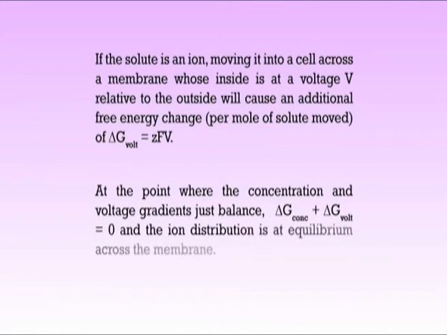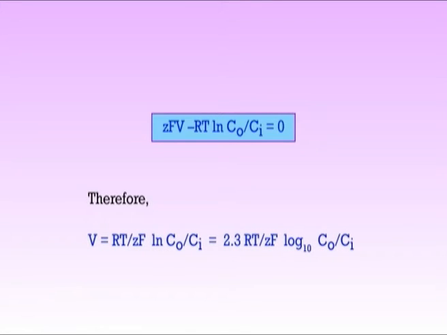At the point where the concentration and voltage gradients just balance, delta G concentration plus delta G volt equals 0, and the ion distribution is at equilibrium across the membrane. Thus, ZFV minus RT ln Co by Ci equals 0, and therefore V equals RT by ZF ln Co by Ci, which equals 2.3 RT by ZF log base 10 Co by Ci.